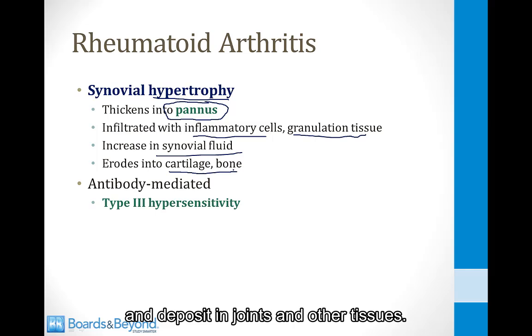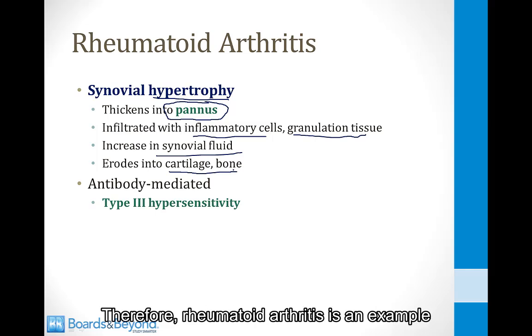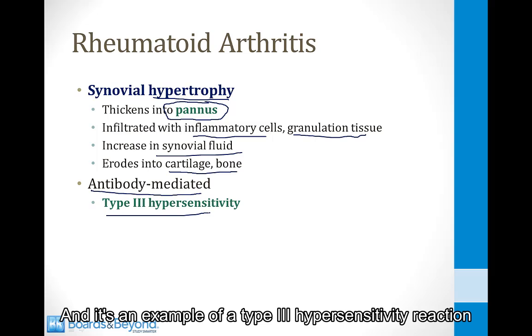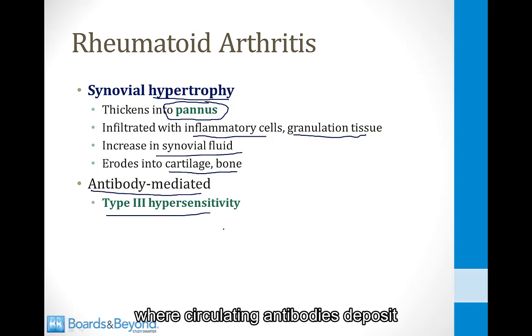As you will see later, there are antibodies produced in rheumatoid arthritis against proteins in the body, and these can circulate and deposit in joints and other tissues. Therefore, rheumatoid arthritis is an example of an antibody-mediated immunology process, and it's an example of a type 3 hypersensitivity reaction where circulating antibodies deposit in tissues and cause tissue damage.